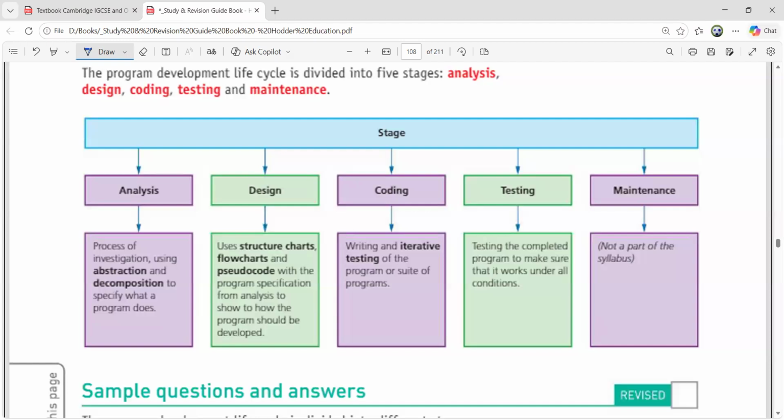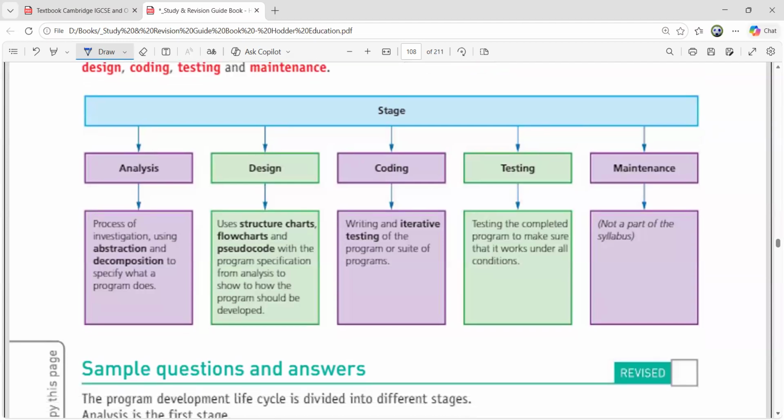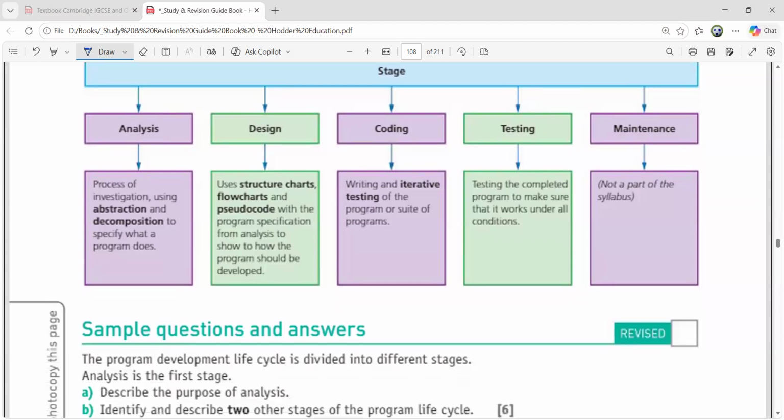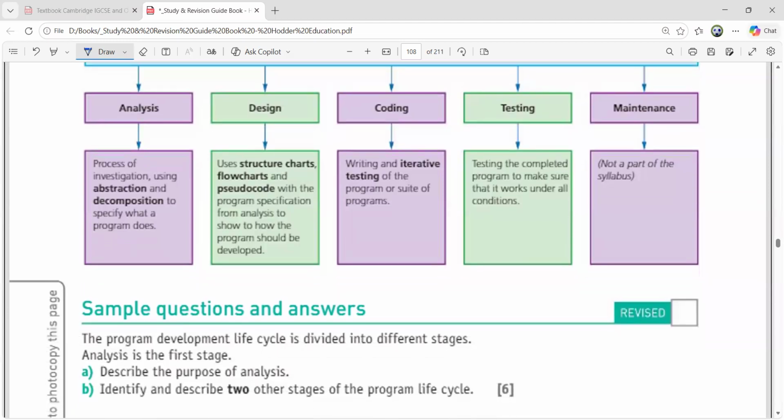Maintenance is just the last stage, and we talk about how, if for example something goes wrong, the maintenance is going to be there to see how the program will be corrected to give the maximum benefit to the end user.